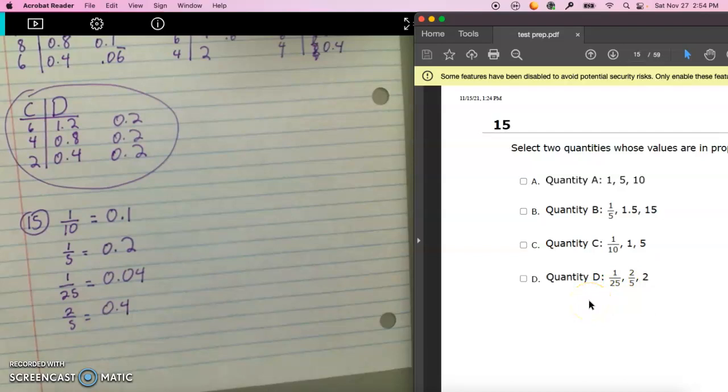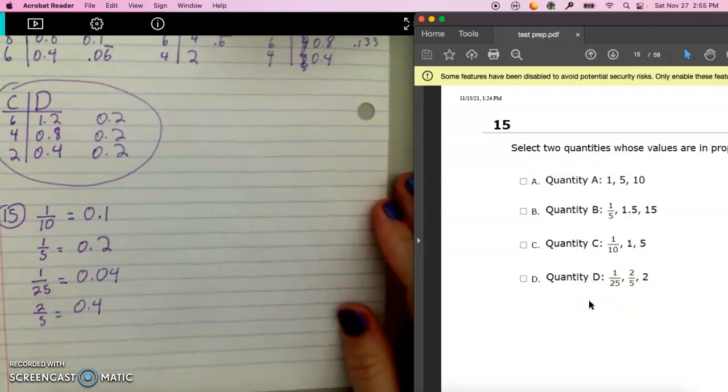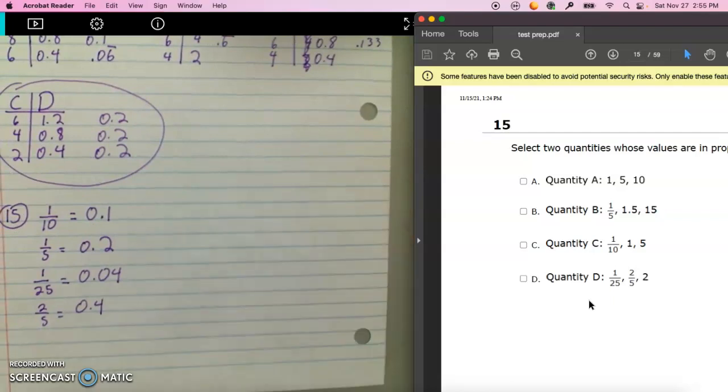All right, your assignment is to do number 15 by yourself and get your answer checked by your teacher. Have a great day.